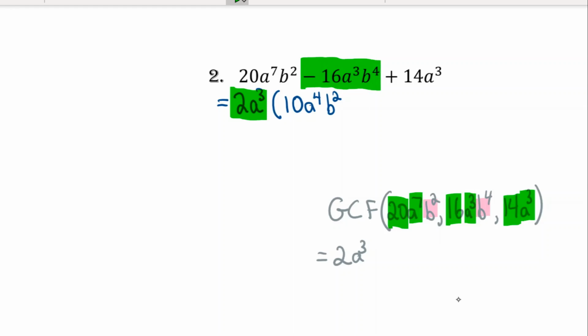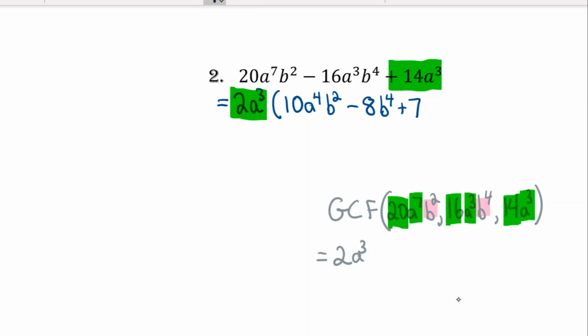So 2a cubed times what gives me negative 16a cubed times b to the power 4. So we've got 2 times negative 8 gives me negative 16, and the a cubed is already there, so just a 1. And then we need to put in our b to the power 4. And then finally we need to work on our last term. So 2a cubed times what gives me my 14a cubed. So 2 times 7 gives me 14, and then times a cubed. All right, so we have 1 there. All right, that one's done.